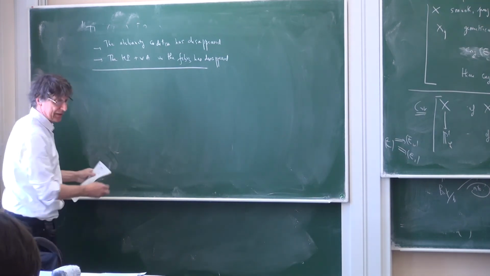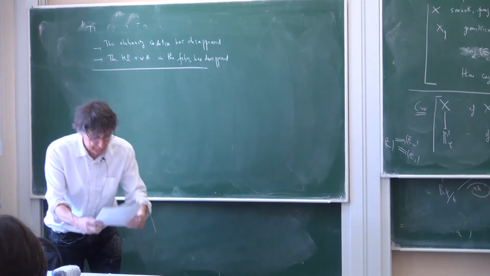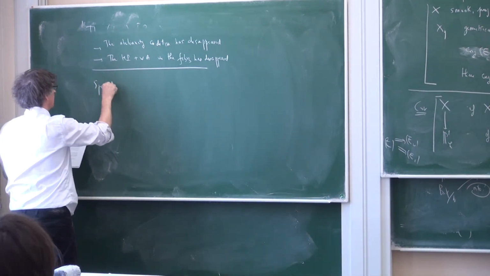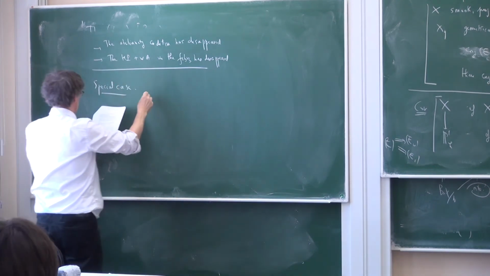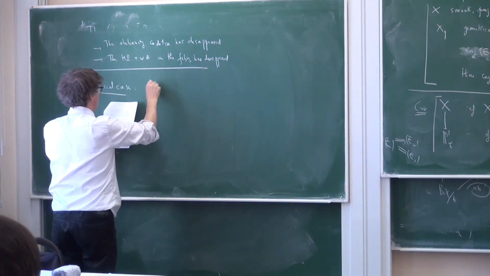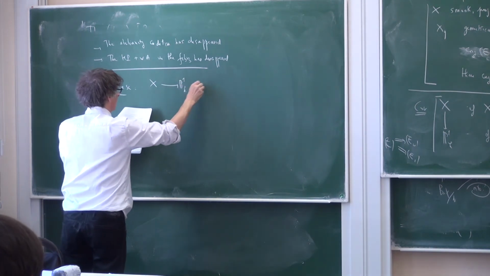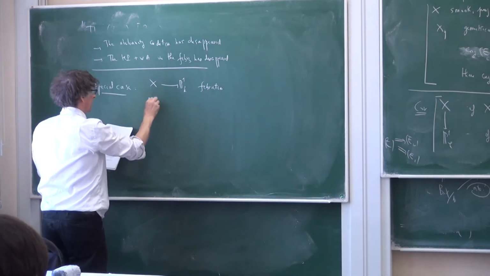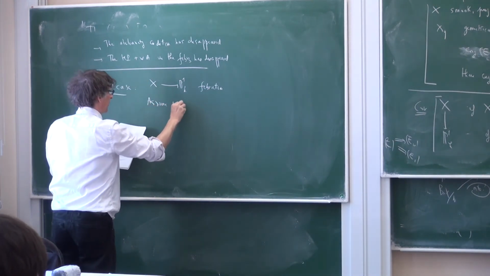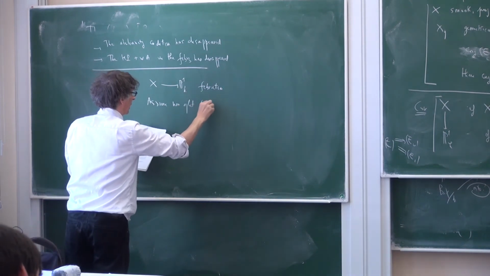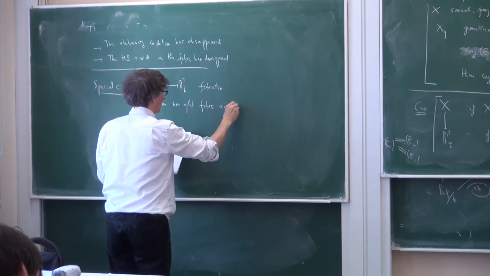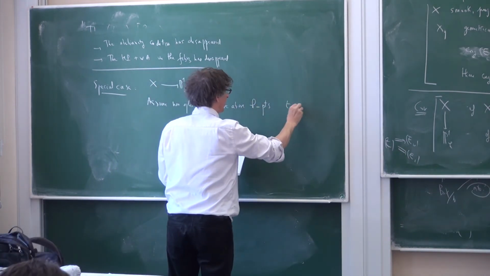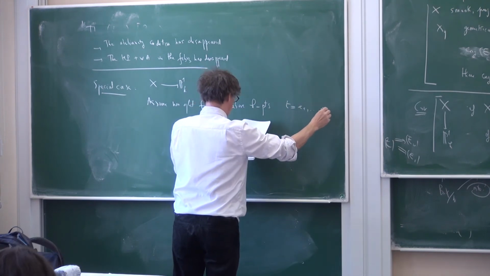Okay, so I want to discuss the special case. We take X to P1_K, a fibration, and we assume the non-split fibers are above K-points, because otherwise the notation becomes very complicated. So the points are e_1, ..., e_n.